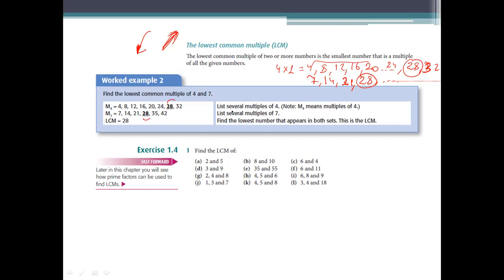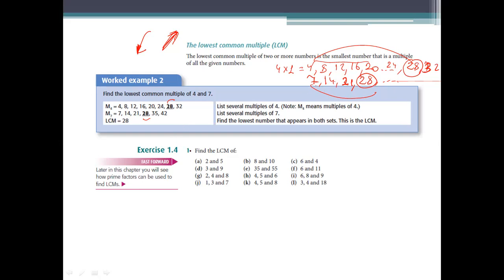Let's read the explanation. List several multiples of 4. For example, M4 means multiples of 4. First of all, we need to find several multiples of 4, maybe 10 times or 7 times. For example, in 7 there were 1, 2, 3, 4 times. When you multiply with 4, the first 4 numbers were enough. But for some numbers, it may not be enough.